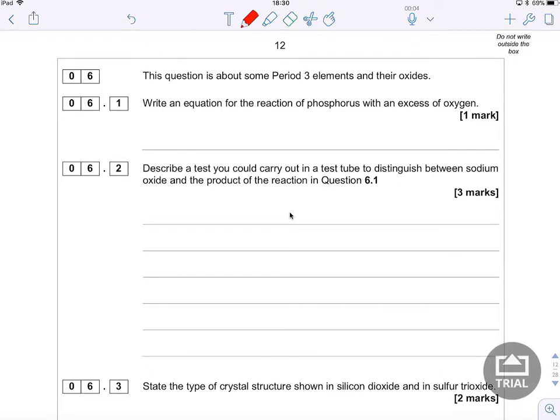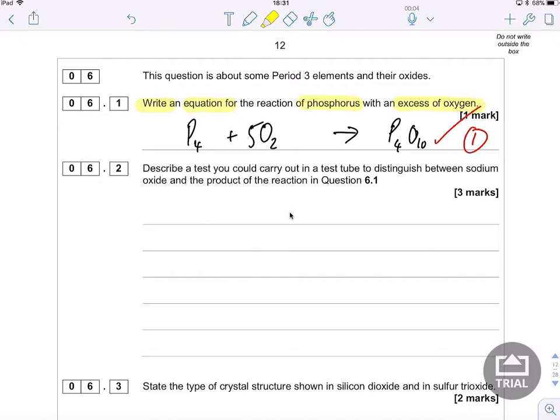Right, question 6 is about period 3 elements and their oxides. So first question, write an equation for the reaction of phosphorus with an excess of oxygen. So we've got plenty of oxygen. So we need to remember that phosphorus is a molecule which is P4. It's going to react with oxygen and it forms an oxide that's P4O10. So therefore I need 5 O2s. I don't need state symbols for this. I'm just going to get 1 mark. It doesn't say that I need state symbols in the question and it's only 1 mark.